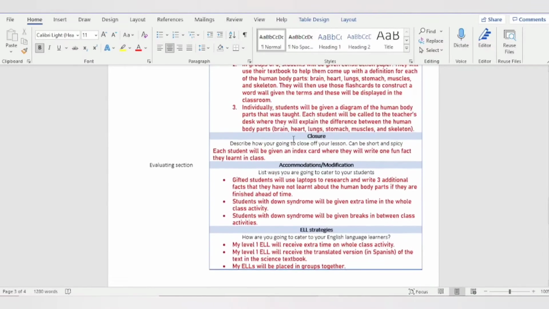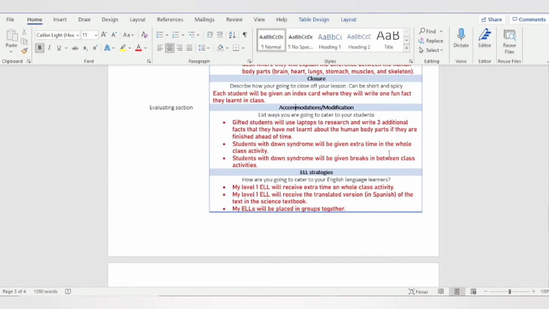For the accommodations or modifications, the evaluating section, you're basically going to remember earlier I told you I had gifted students and I had students with Down syndrome. And I also had Spanish students as well. So what accommodations or modifications are you going to do for these students? You have to help them, so you have to meet them where they're at. You have to make everything easier for them so that they can learn in class. So what are you going to do to let them learn in class?